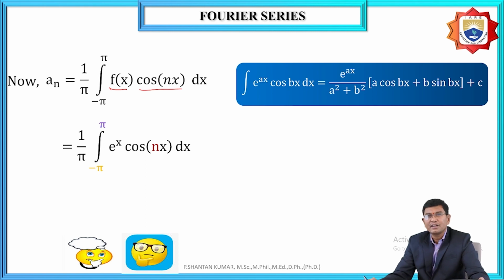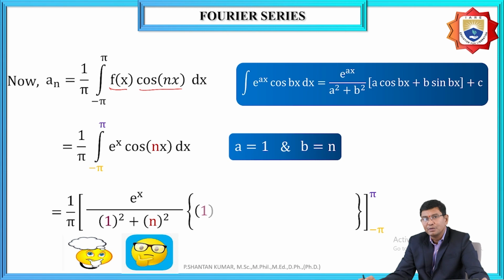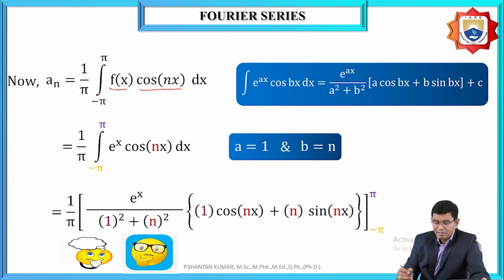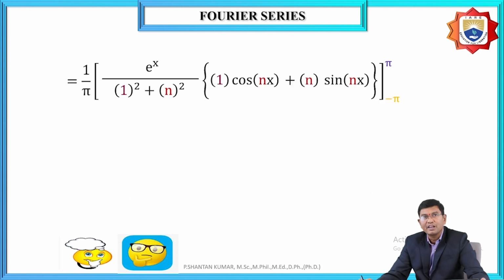With the help of this, we replace in the formula: 1 by pi times e power x by 1 square plus n square, into a cos nx plus b sin nx, where a is nothing but 1, that is 1 into cos nx, plus b equal to n, that is n into sin nx. The limits are minus pi comma pi, and after replacing x with pi, we get the value.